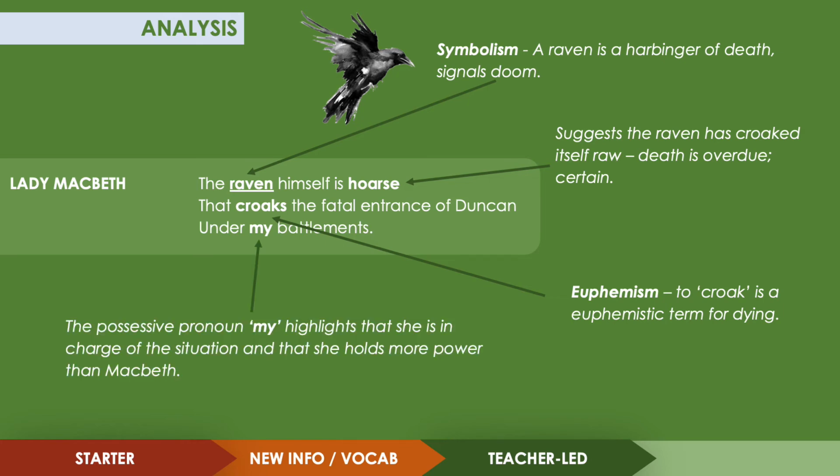So next we have "under my battlements". Here Lady Macbeth refers to the castle as hers, when in fact a woman could not own property. The possessive pronoun "my" highlights that she is in charge of the situation and she holds more power than Macbeth in the castle, especially as the latter would have been away for long periods of time fighting wars.